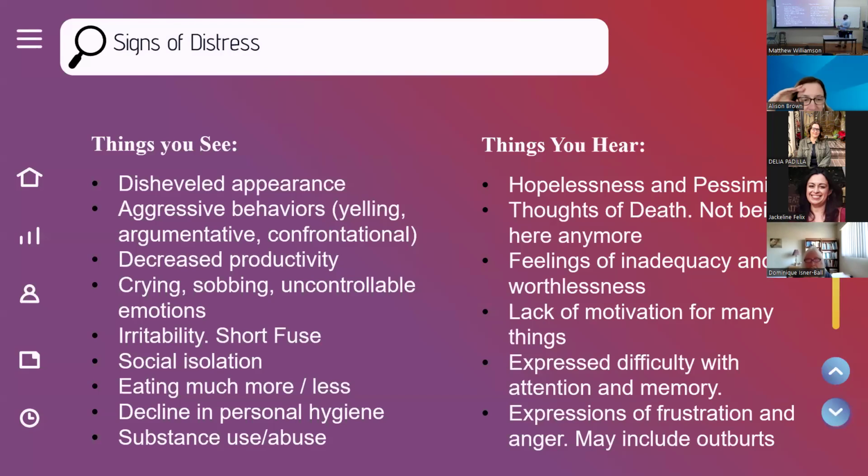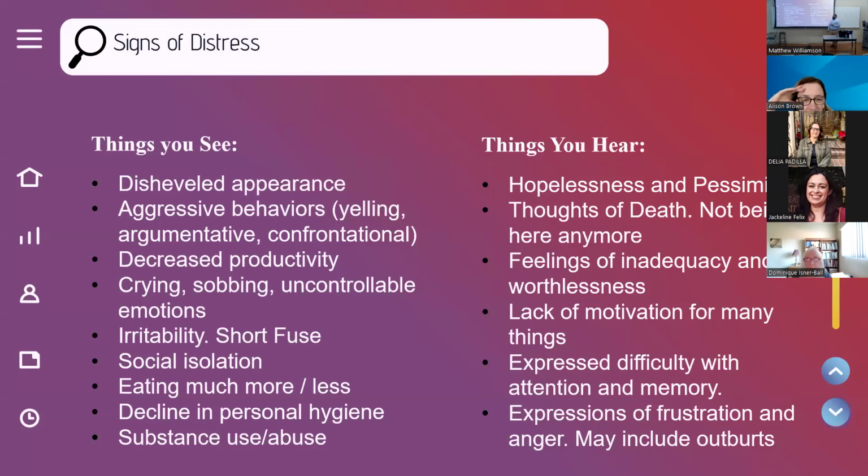And then expressions of frustration and anger may include outbursts. One of the things that we tell faculty is that oftentimes there were little outbursts leading up to the bigger one. And a lot of times you don't think of those things like, hey, maybe I should refer that, or I'm going to tell you this. There's nothing bad for you to refer, right?